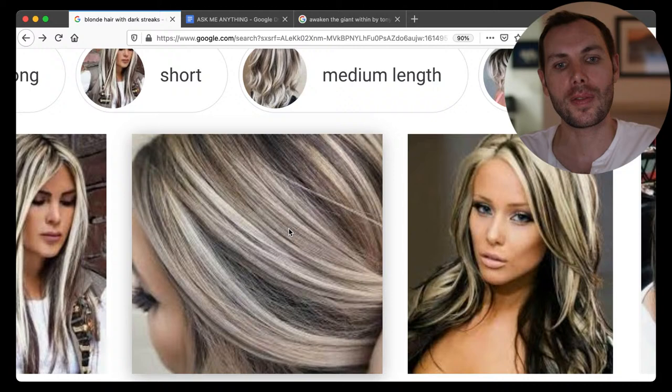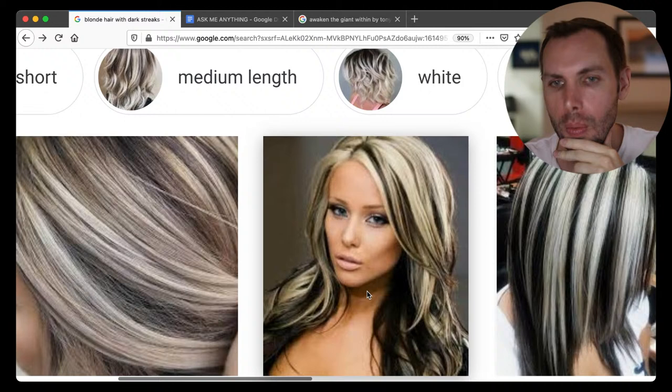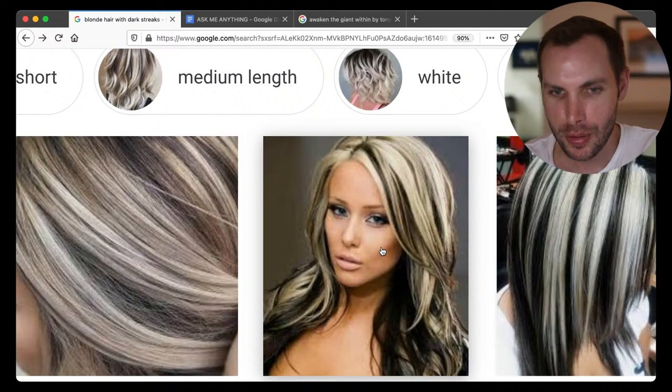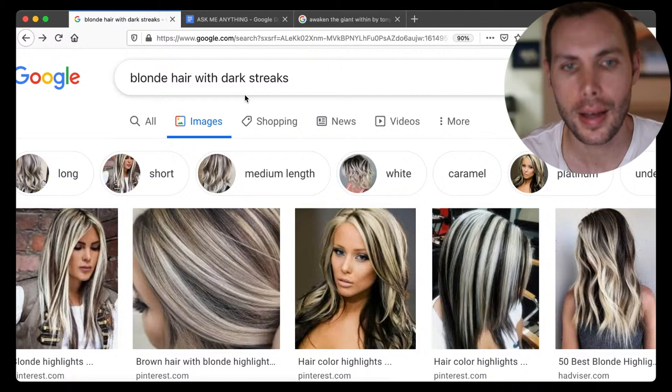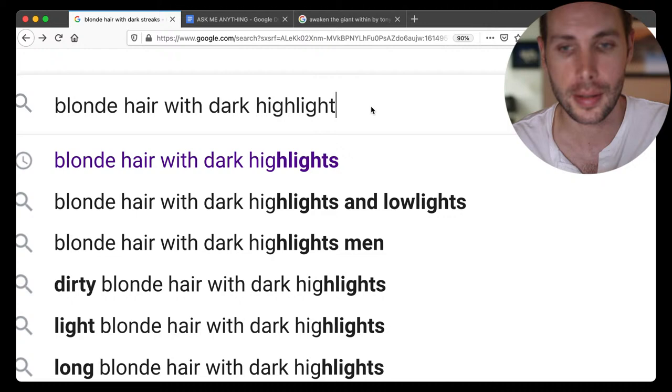So, it could be either one. So maybe blonde hair with dark streaks or dark hair with blonde streaks. I'm not sure what's going on here. But when there's extra lines added to the hair, because I'm such an expert here, I would call them streaks, okay? Streaks. Or you could also say highlights as well.